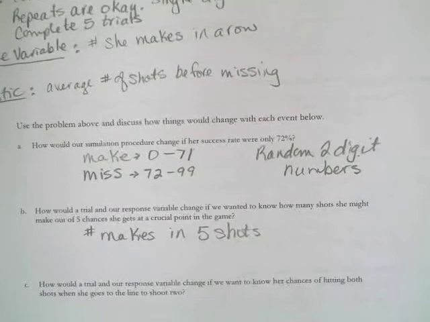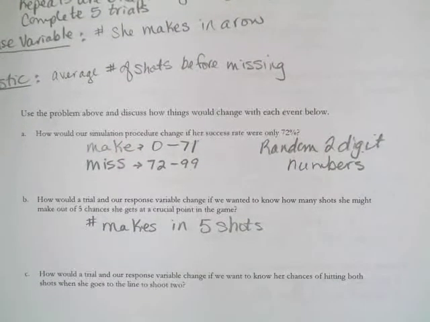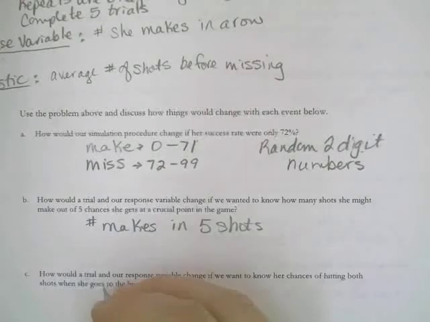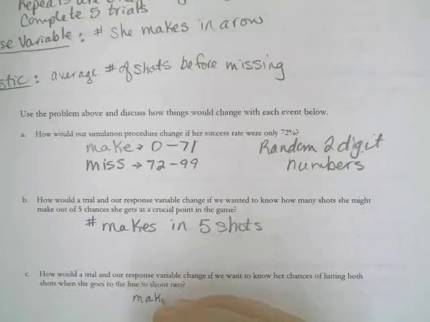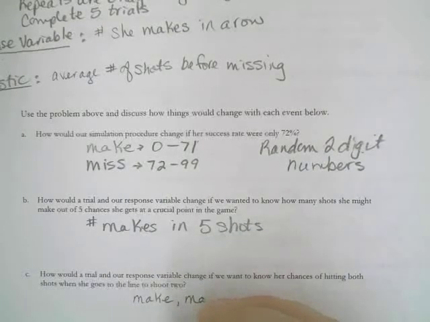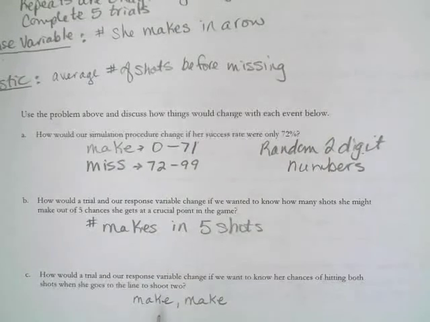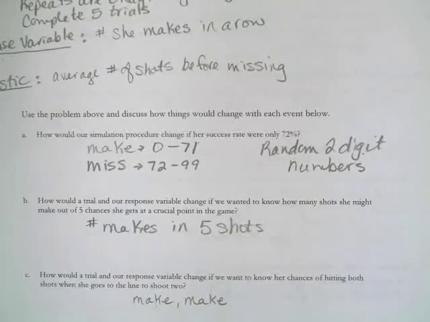In part C, how would a trial and response variable change if we want to know her chances of hitting both shots when she goes to the line to shoot 2? So when you go to the line to shoot 2, she's already been fouled, okay? And the only way, maybe she missed the first, made it, you're trying to do 2 shots, and it's a make and a make. What percent of the time does she get a make and a make back to back?